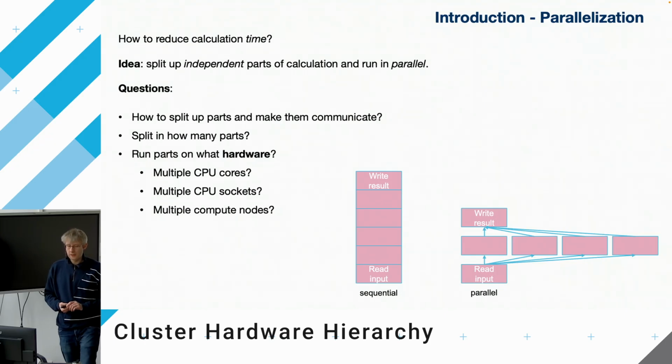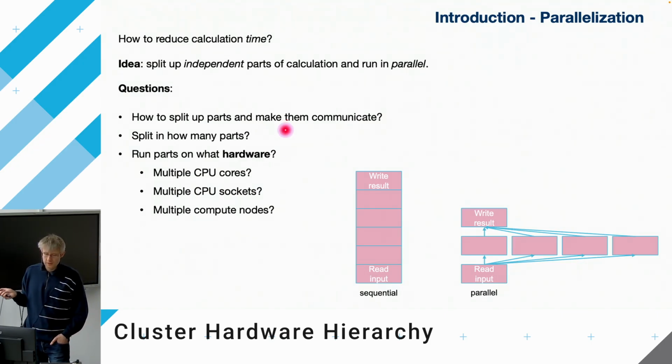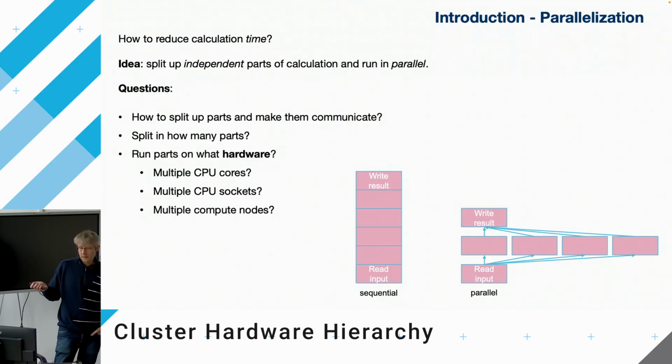So what's the main idea? The main goal is to reduce calculation time. So we have some kind of sequential calculation: read some input, then we do our calculation steps, and then we write our result. And the idea is now that if these calculation steps can be calculated independently, then we can do this in parallel. Therefore, our parallelized version looks like this.